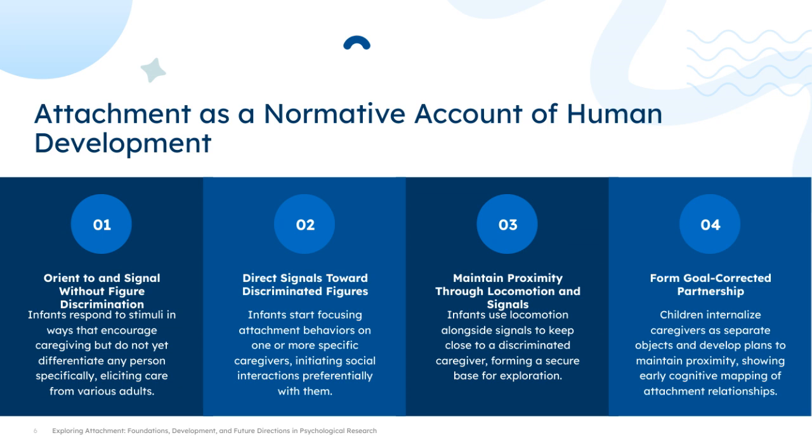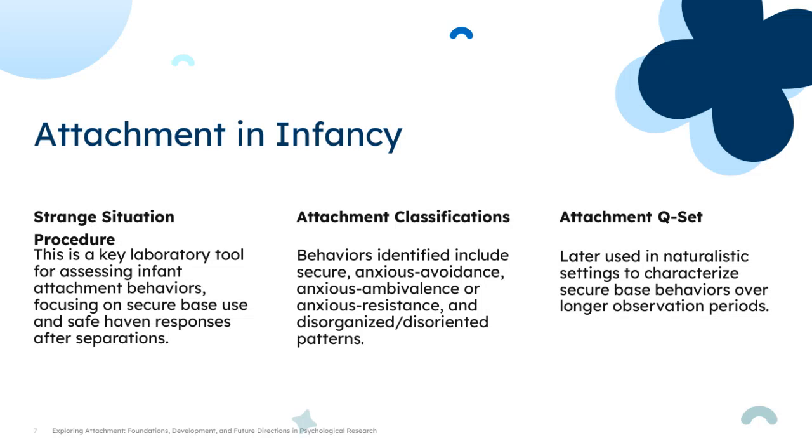Here we have the key methods used to assess attachment in infancy. The strange situation procedure is our primary laboratory tool. It's designed to observe how infants use their caregiver as a secure base and a safe haven, especially during separations and reunions. This controlled setting helps us identify different attachment patterns.